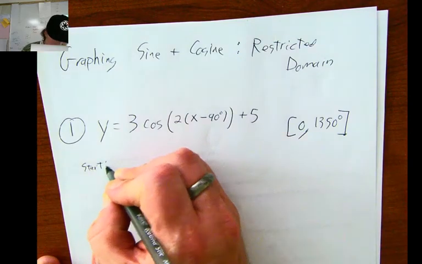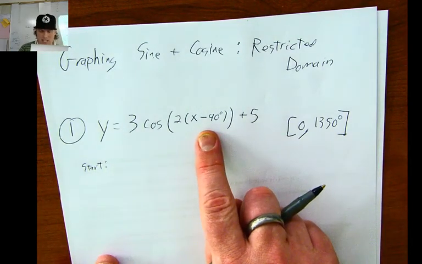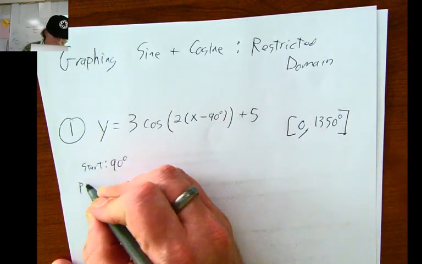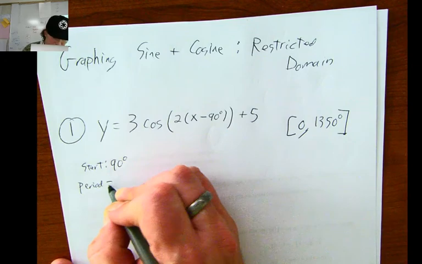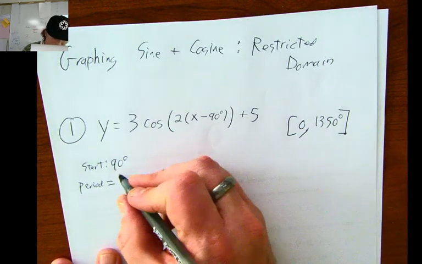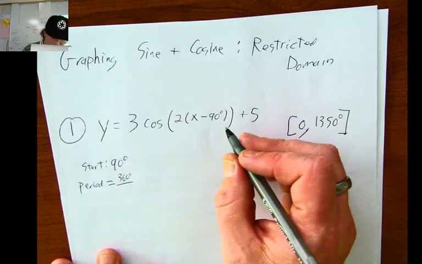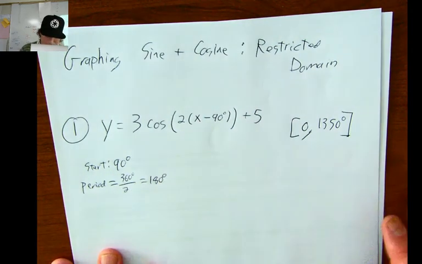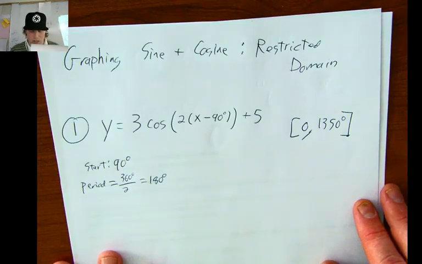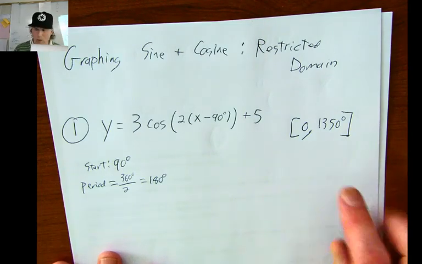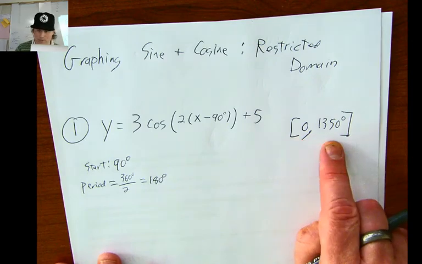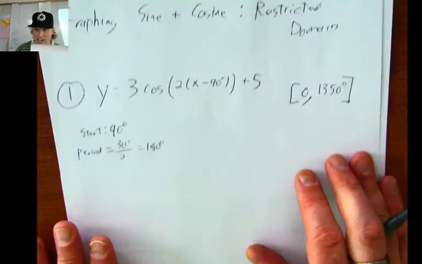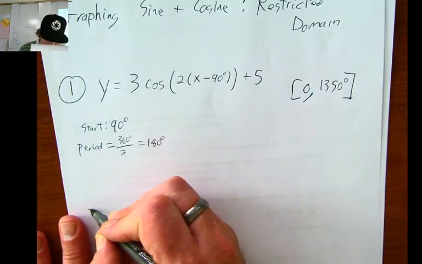Where's the start? The horizontal translation. In this case, the horizontal translation's at 90 degrees. The period length is equal to, this is degrees, so 360 degrees divided by 2 is 180 degrees. So my domain is 0 to 1350. So I'm going to use this starting point and period length and get an x-axis completely marked up.